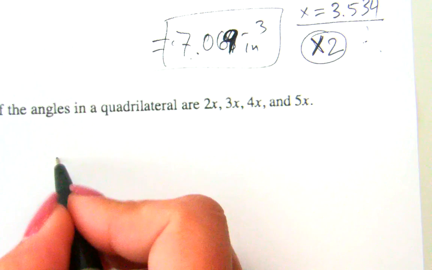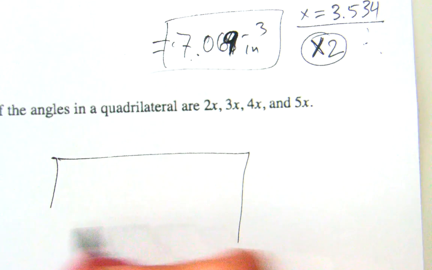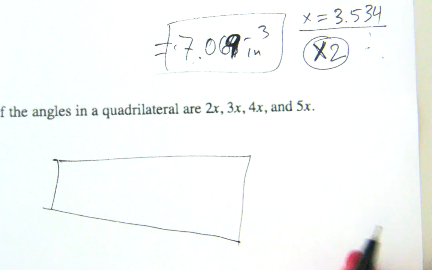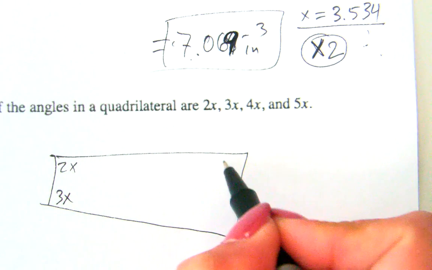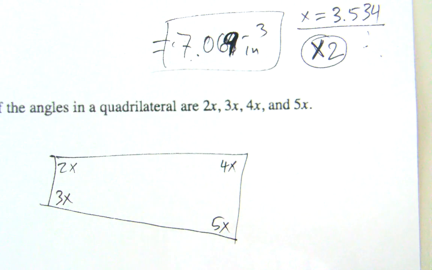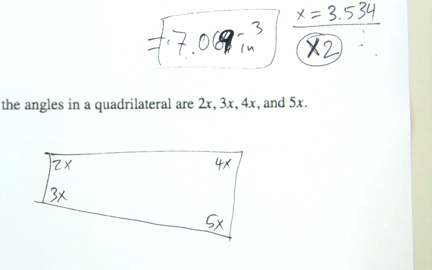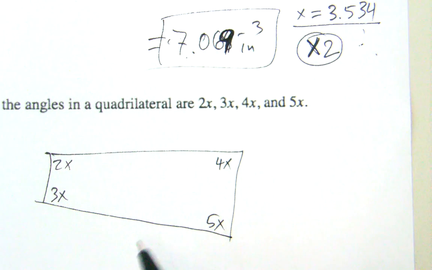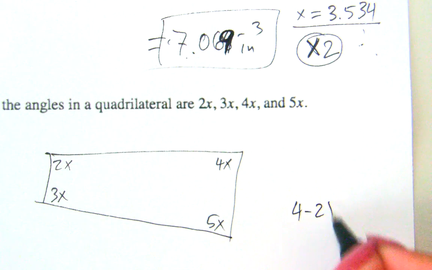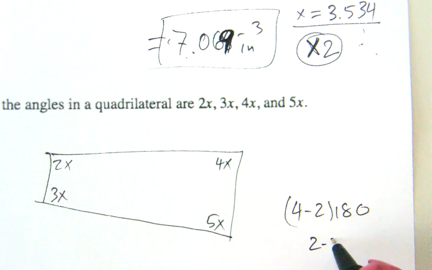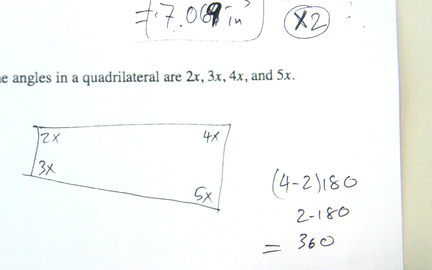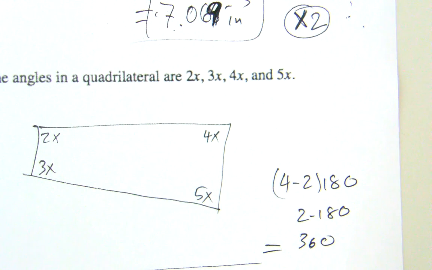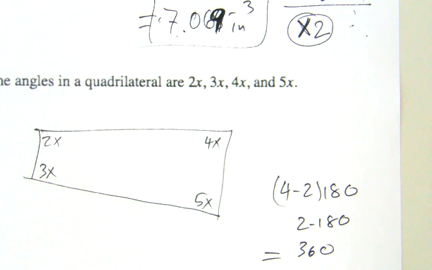And then the last one, determine the value of x in angles in a quadrilateral. Okay, so I'm just going to do a 4-sided figure. It doesn't really matter what it looks like. They are 2x, 3x, 4x, 5x. Okay, so 4-sided figure, right? So 4 minus 2 times 180. 2 times 180 is 360. So add them all up, equal it to 360, and then find out what the value of x is.